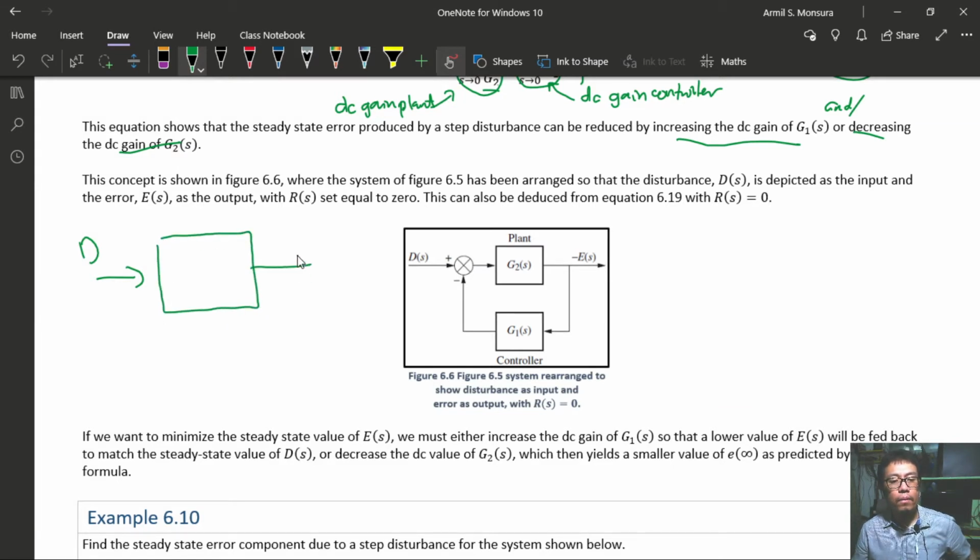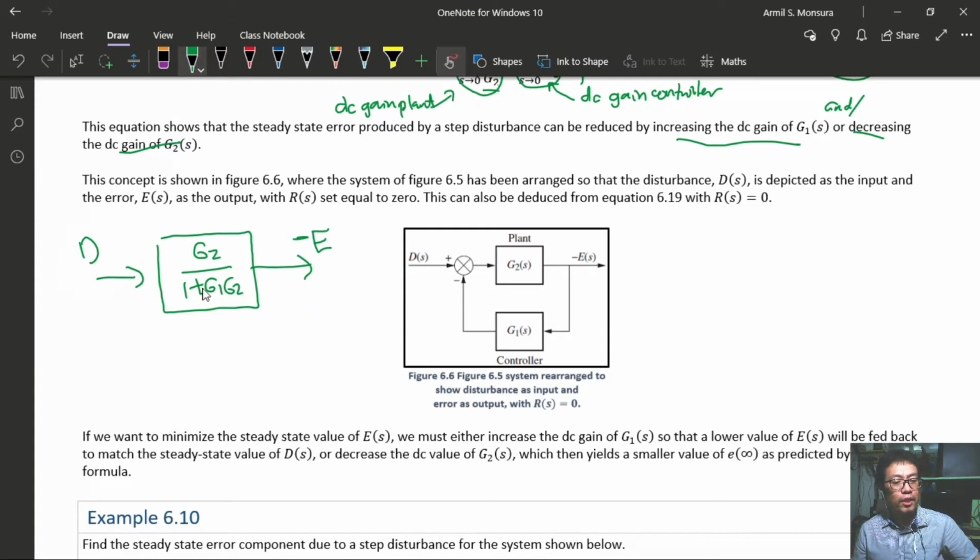Ayan. Let E. Okay. Tapos let us make this negative na. Okay. So that ito gawin natin G2 over 1 plus G1 G2. Okay. So yun yung equivalent closed loop system in terms nung having negative error as your output and your D as your input.